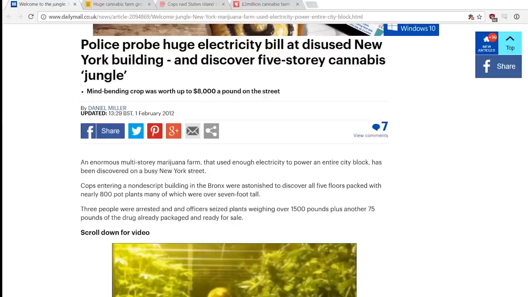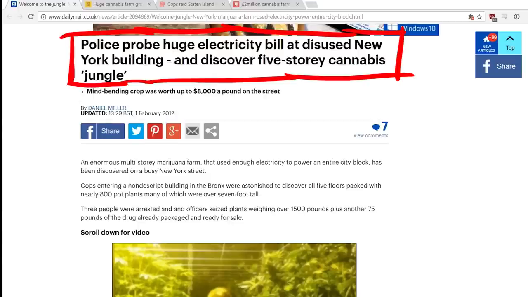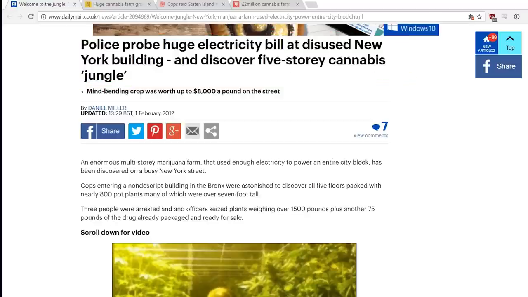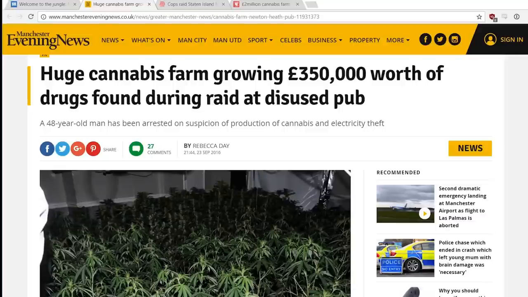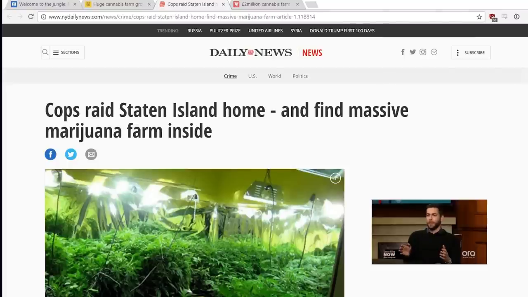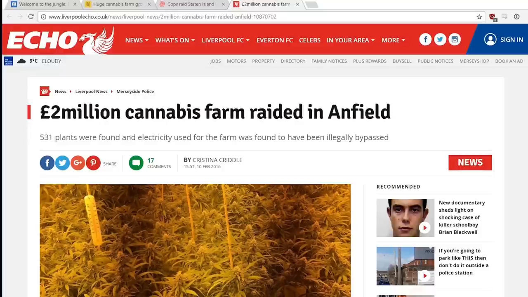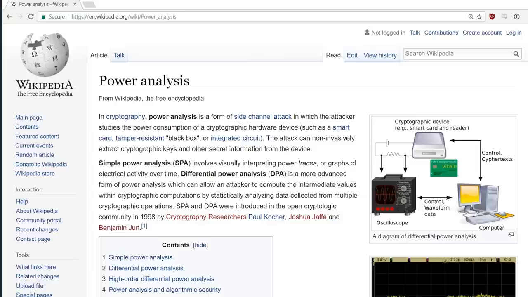I'm sure you have heard about those stories where illegal marijuana farms are being busted because of unusual electricity usage. It's not typical for any private home to suddenly use the crazy amount of electricity that a setup with dozens of heating lamps and air conditioning systems requires. So the authorities are just abusing a power analysis side channel to find potential illegal marijuana farms. And that is basically what this is about.